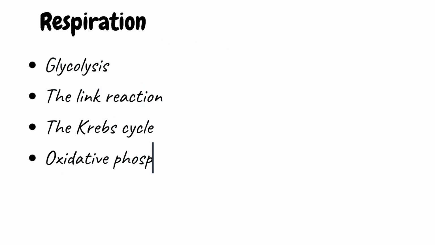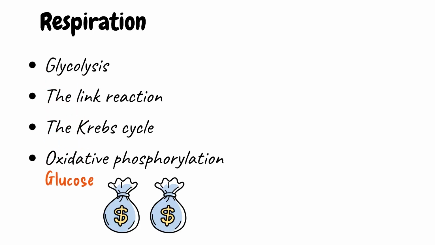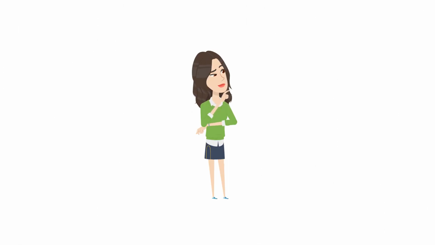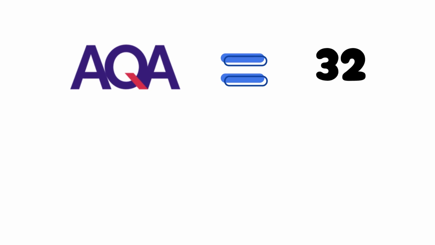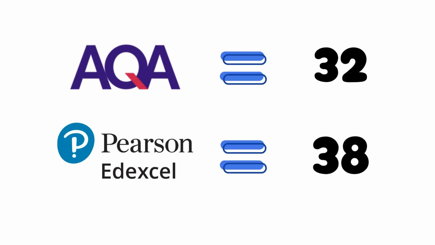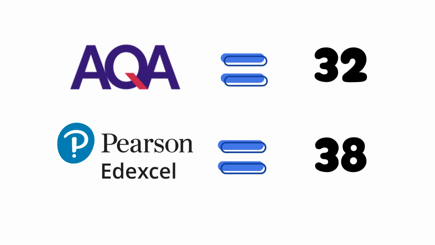Aerobic respiration is a process that consists of four major stages. Glucose starts in glycolysis and gradually gets broken down to yield 32 or 38 ATPs after oxidative phosphorylation. Now you might be thinking, is it 32 or 38? Well, the answer to that depends on your book and your exam board. Some say that the total yield of ATPs from one glucose is 32, and others say it's 38. But I'm going to show you how we come up with both.